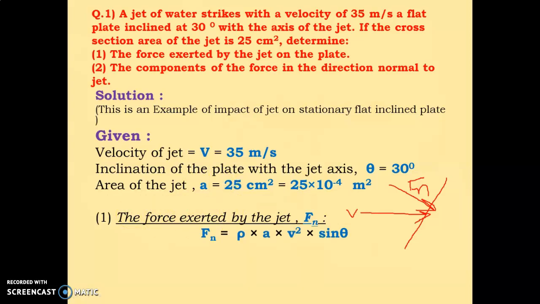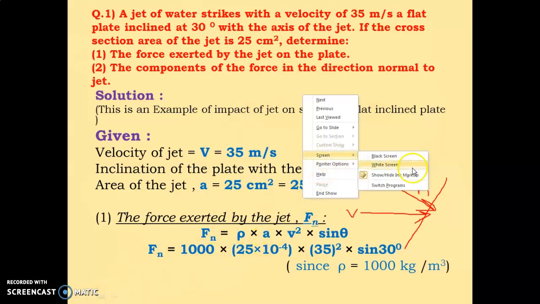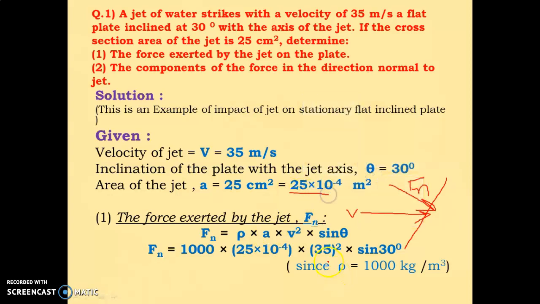Now we know the formula for normal force. It is rho a v square sine theta. Here rho, density, is 1000. Area is 25 into 10 raised to minus 4. V square, that is velocity square, is 35 square, into sine theta, where theta is 30 degree. So the normal force is equal to 1531.25 Newton.